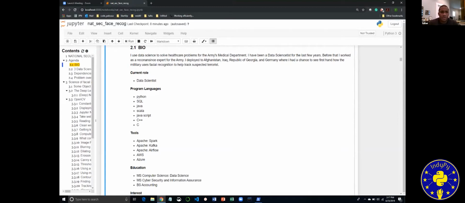I know a couple of programming languages. By no means am I an expert at all of them. I'd probably say Python and SQL are my two best that I really feel super comfortable with. The other ones I feel comfortable with, but obviously, I tell people I'm not an expert at any one particular thing. I'm a jack of all trades, and that's what most data scientists are.